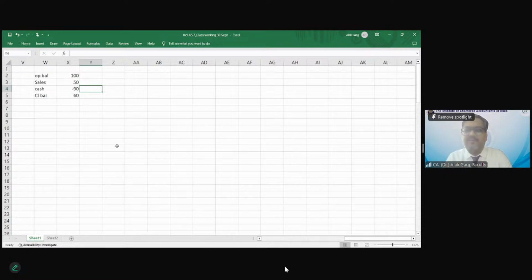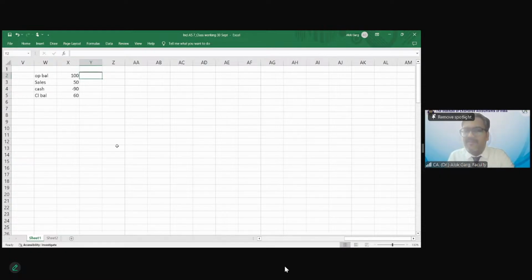Correct? Statement of P&L for the year. So which number is there in your P&L? Current year sales, right? 50 rupees is there in your P&L, but you have received 90 rupees. It means 40 rupees is not there in your P&L. And it cannot be, because this 40 rupees pertains to the opening balance of the debtor, the sales which were made till last year.